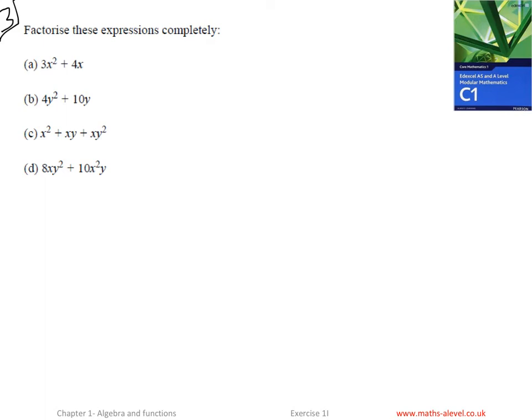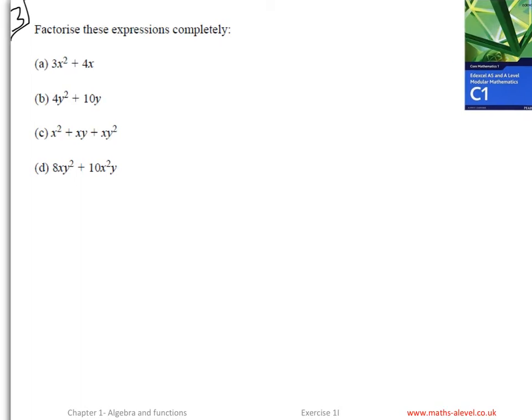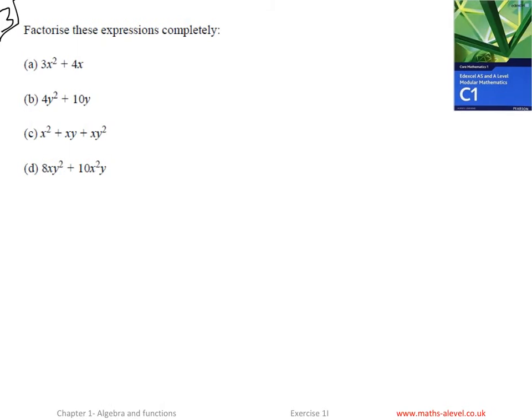Okay, so we need to factorize the first one. 3x square, we can write 3x square as 3 times x plus 4x, we can write 4 times x. Since we need to factorize, we need to take the common value between this and this.